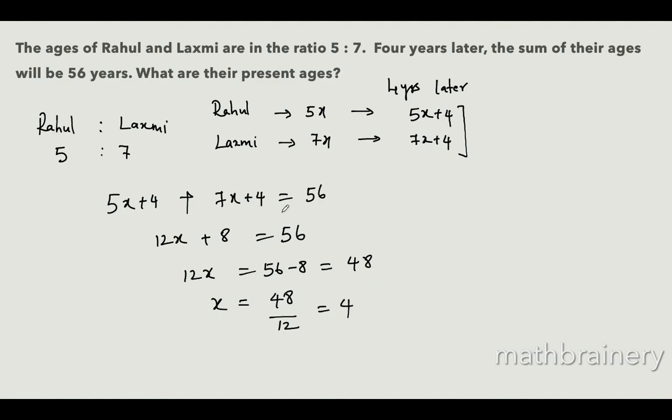When x is equal to 4, what should be 5x? That is, Rahul's present age must be 5 times 4, which is 20, and Lakshmi's present age must be 7 times 4, which is 28. Let's look at the next question.